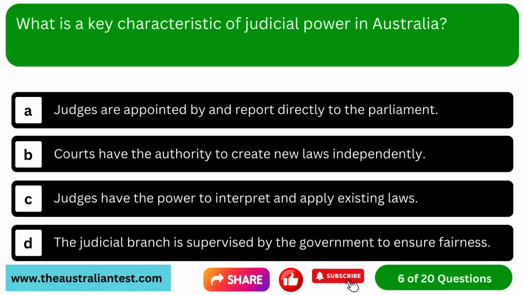Question 6. What is a key characteristic of judicial power in Australia? Option A, judges are appointed by and report directly to the Parliament. Option B, courts have the authority to create new laws independently. Option C, judges have the power to interpret and apply existing laws. Option D, the judicial branch is supervised by the government to ensure fairness.